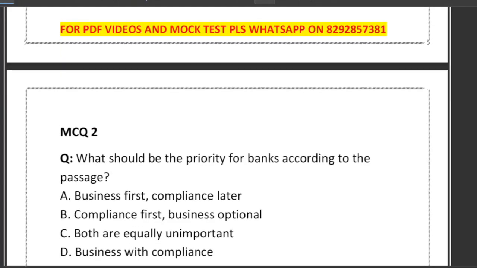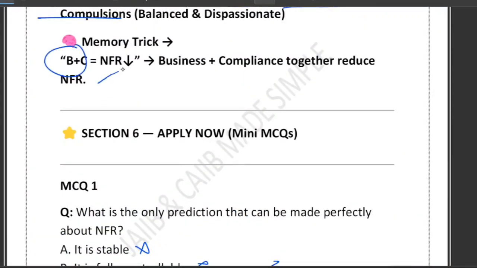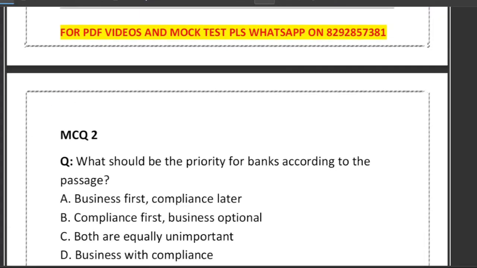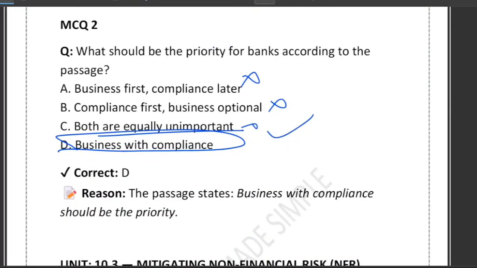Next question. What should be the priority for the bank according to the passage? Business first, compliance later? See, I told you that with business plus compliance, NFR decreases. If you have a balance, then NFR decreases, right? So business first and compliance later, no. Compliance first, business optional, no. Both are equally unimportant, no. The correct answer is business with compliance. Yes, D is the correct answer. There should be a balance between both of them. That is the point. This is the safest and most sustainable risk approach.